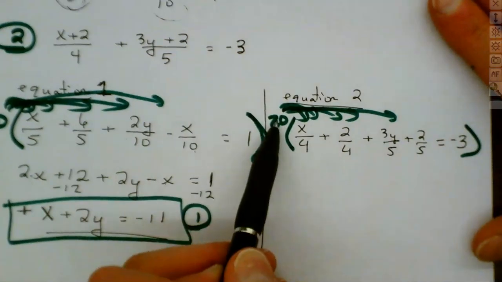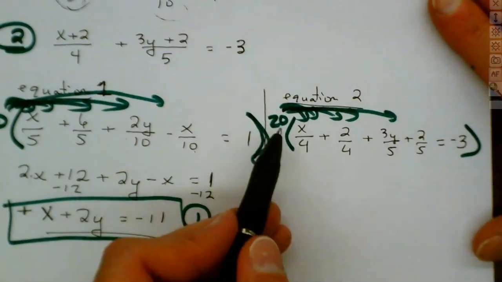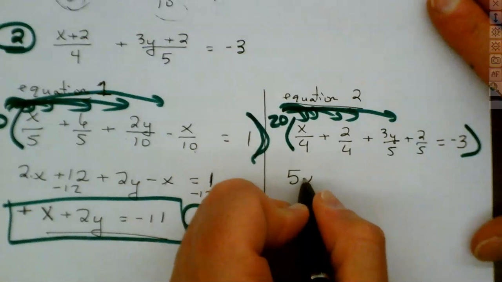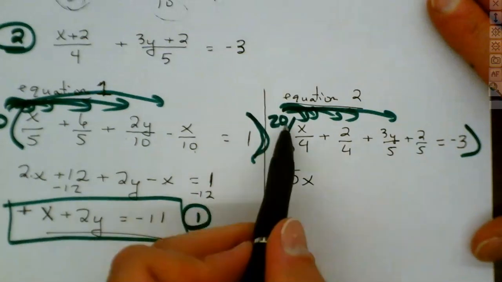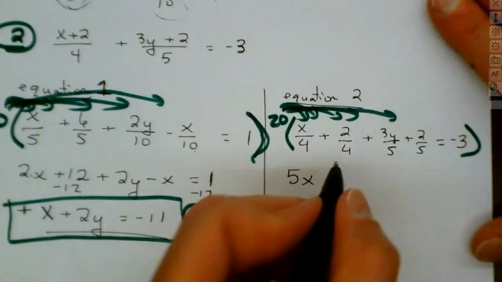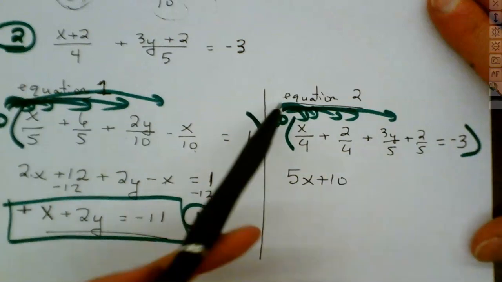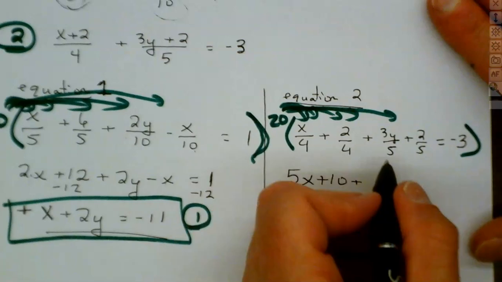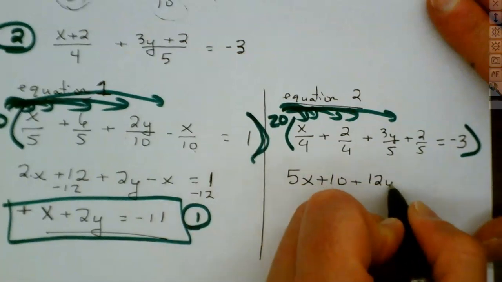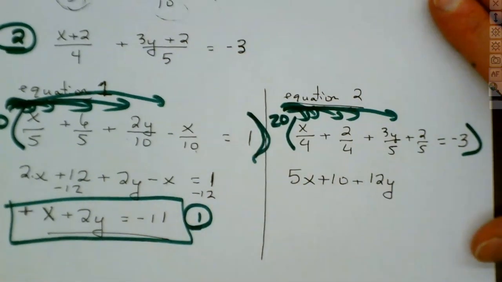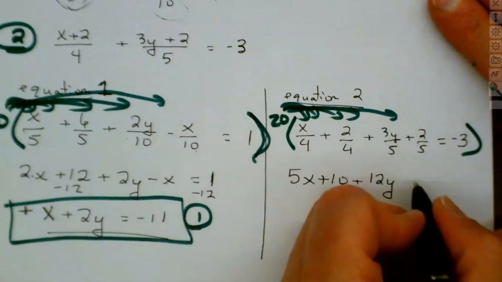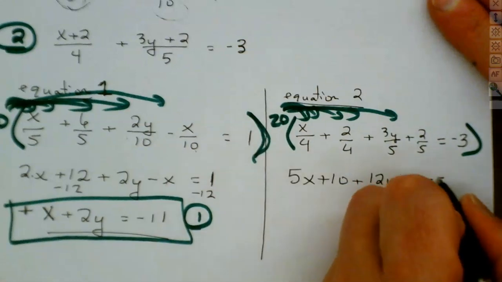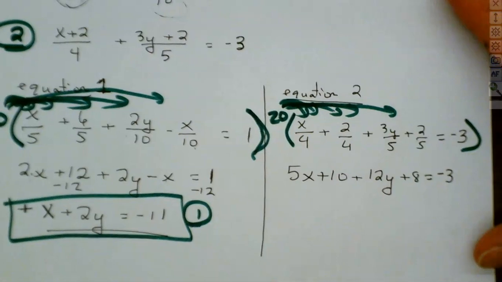So 20 divided by 4 is 5, so that leaves you with a 5x there. 20 divided by 4 is 5, times 2 makes it 10. 20 divided by 5 is 4. 4 times 3y makes it 12y. 20 divided by 5 is 4. 4 times 2 makes it an 8. And that equals a minus 3x.